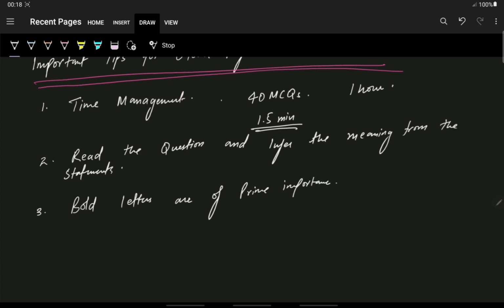Furthermore, you'll be provided with the grid. Use a sharp pencil to fill the grid, and fill the grid simultaneously. Do not fill the grid at the end, since at the end you will have to rush in order to fill the entire grid. So fill the grid simultaneously when you're solving questions, and not at the end.